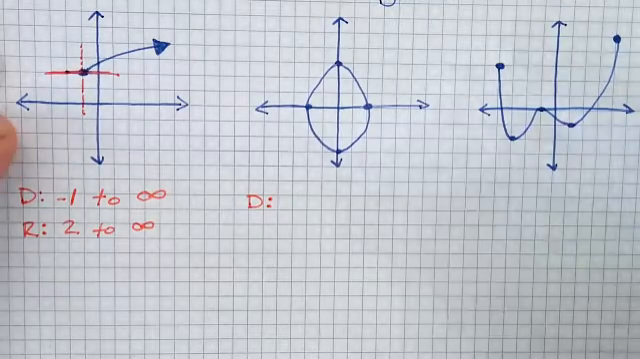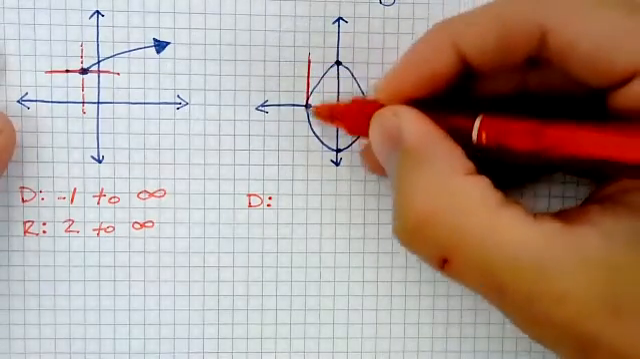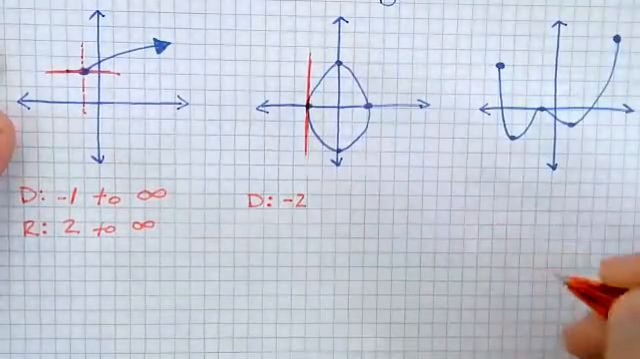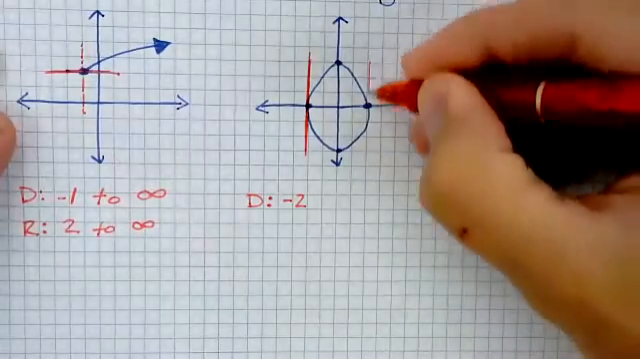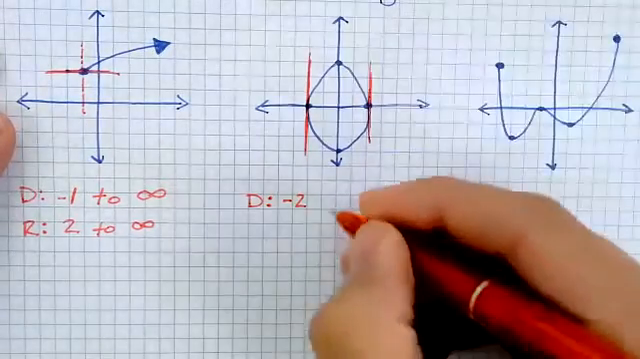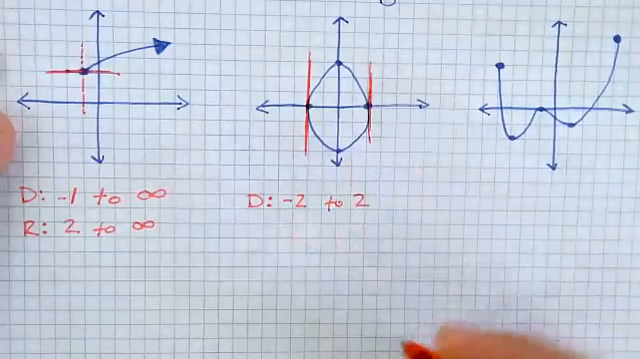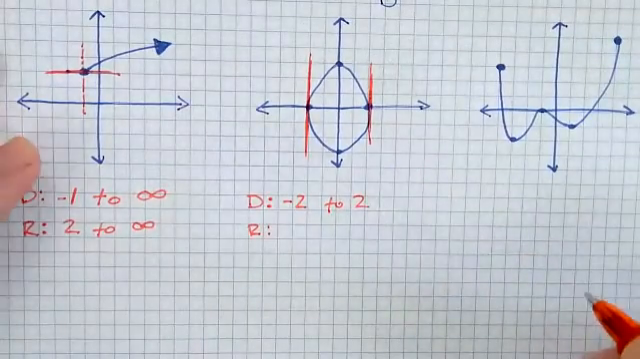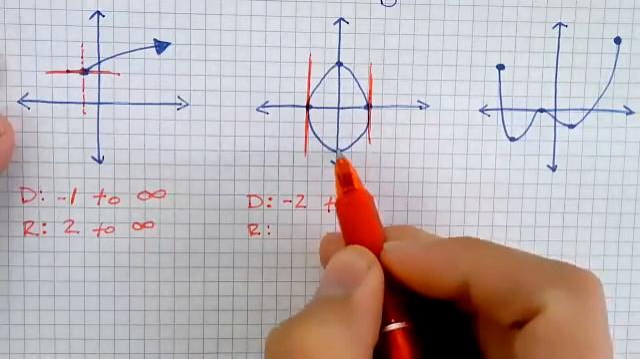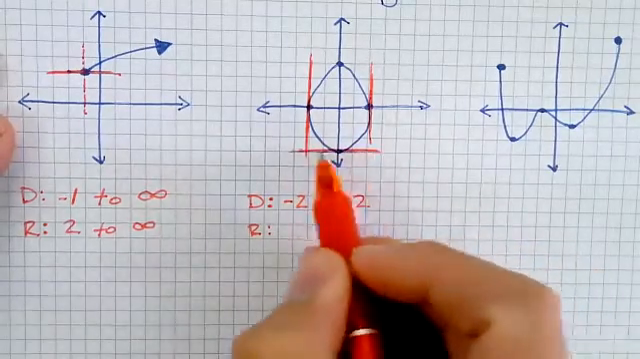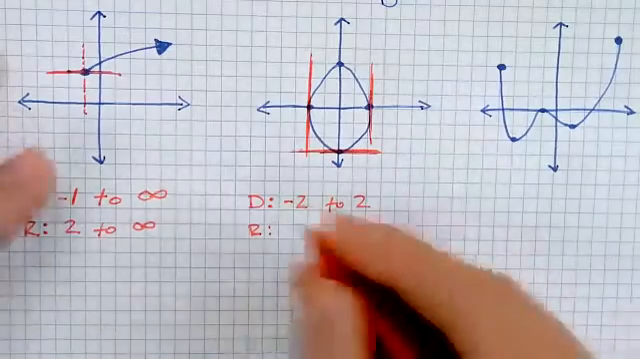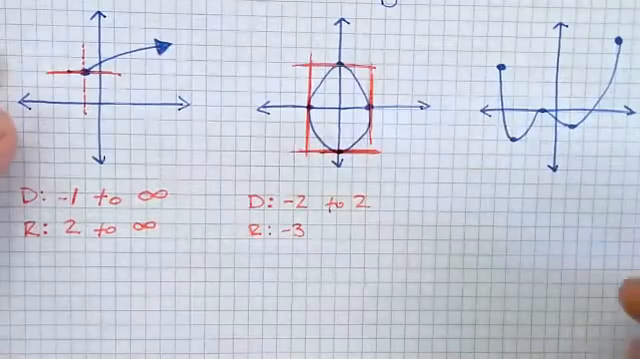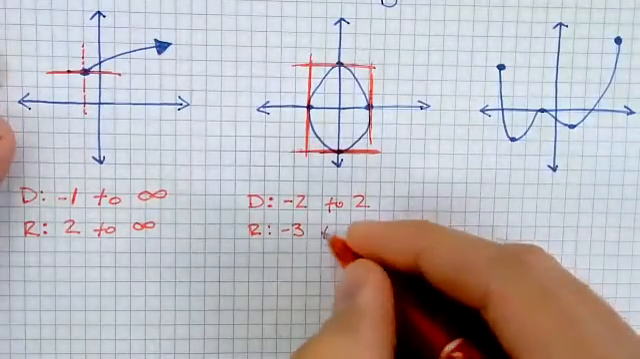All right, the next one again, domain, furthest value to the left is at -2. Furthest value to the right, +2. Range, lowest value right here. What is your y value there? It's -3. Highest value right there at +3.